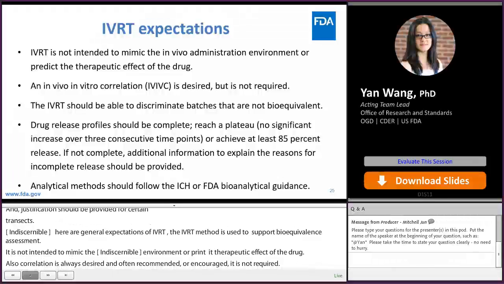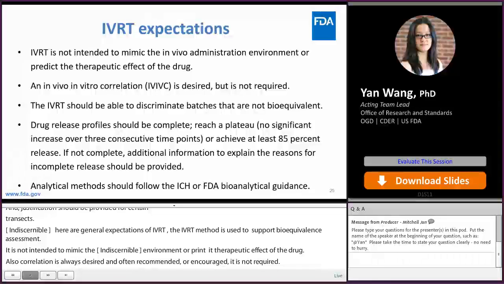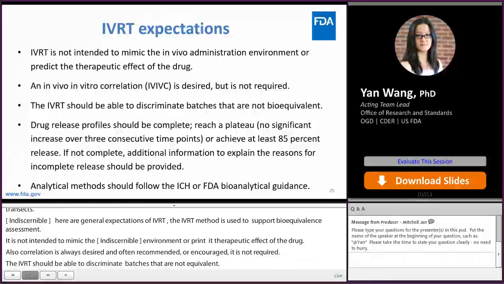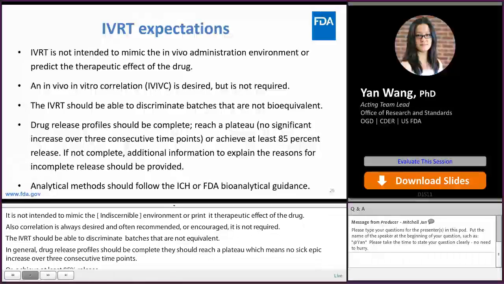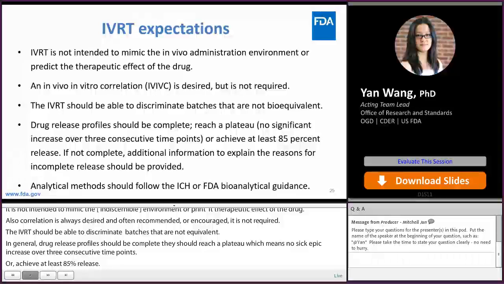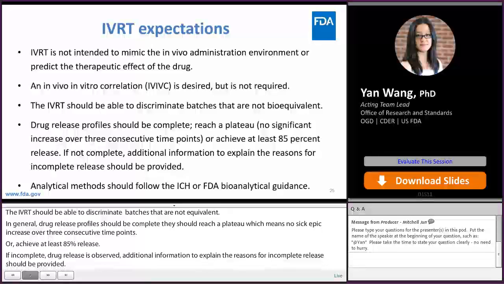In general, drug release profiles should be complete, reach a plateau, which means no significant increase over 3 consecutive time points, or achieve at least 85% release. If incomplete drug release is observed, additional information to explain the reasons for incomplete release should be provided. With regard to analytical methods for determining drug concentration in release samples, the ICH or FDA bioanalytical guidance should be followed.